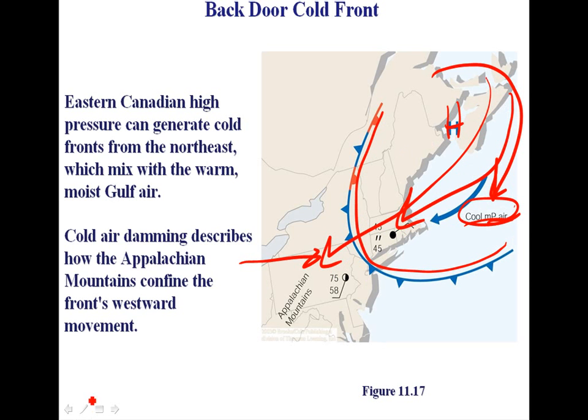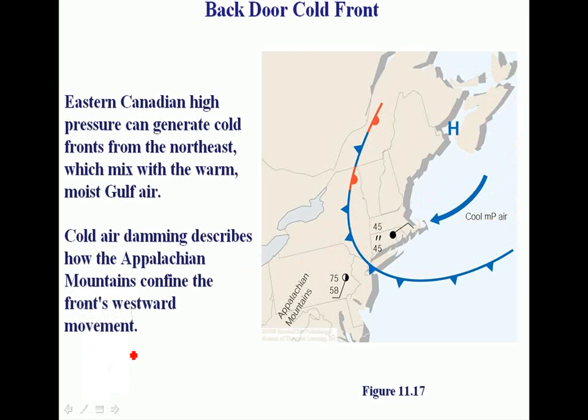And you see the difference in temperature across that front. 75 in Pennsylvania, it looks like that's probably near Philadelphia. And then over in Boston, a short distance, it's 45. So again, we have this type of cold front that can move down from Canada. Typically, this does not occur very often.